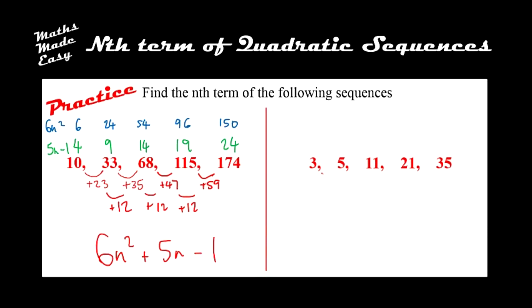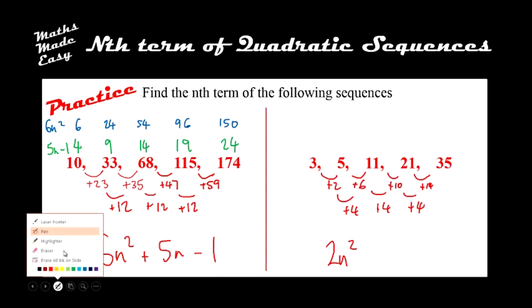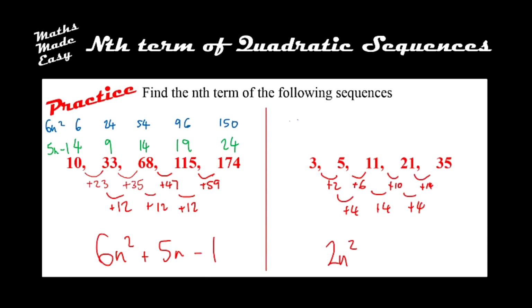Alright, for this next sequence here then, so we're adding 2, we're adding 6, we're adding 10, and then we're adding 14. So the second difference, add 4, add 4, add 4. So half of that is going to be a 2n squared sequence. Alright, so above this we'll write out what 2n squared is. So 1 squared times 2, 2 squared times 2 is 8.